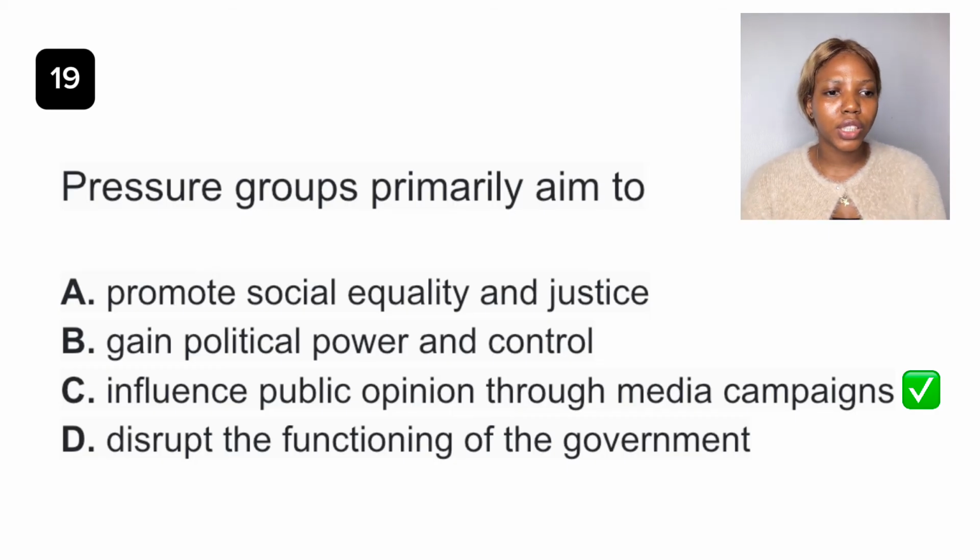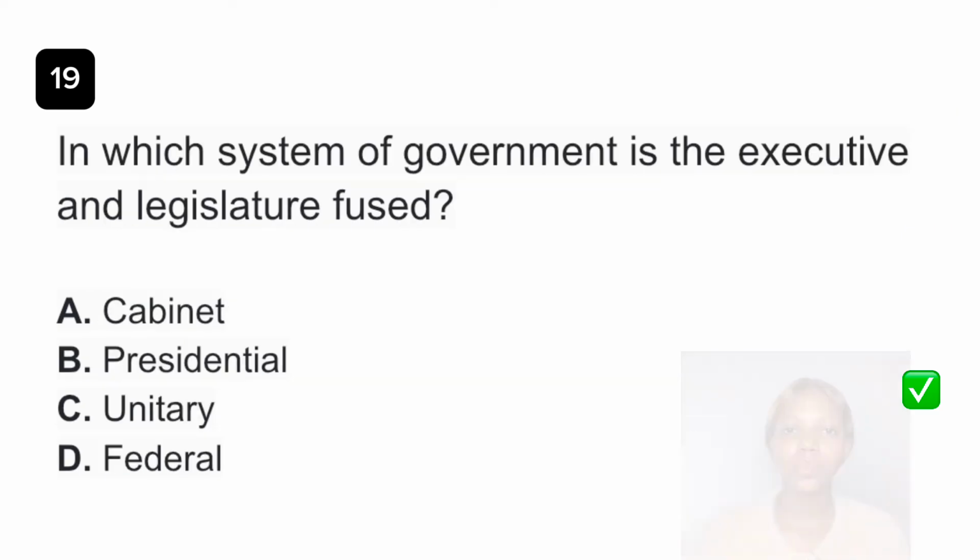Political power and control, that is the aim of a political party. Option D, disrupts the functioning of the government. That's not true, so that's not the answer. Option C is the best answer to this question.